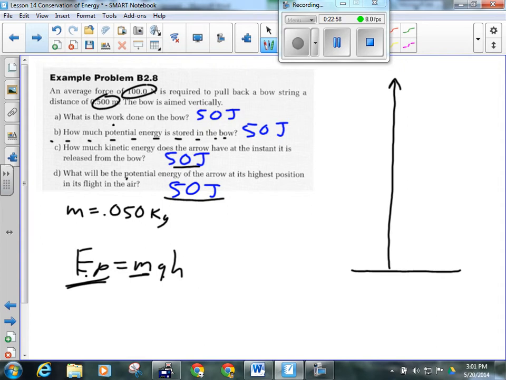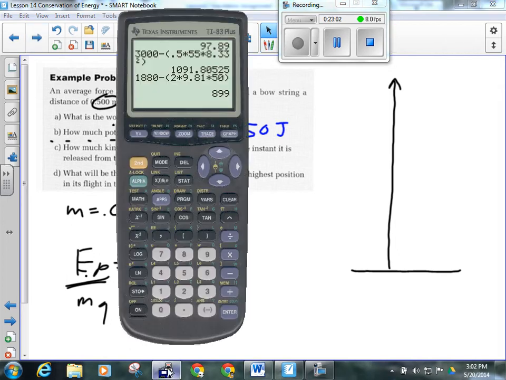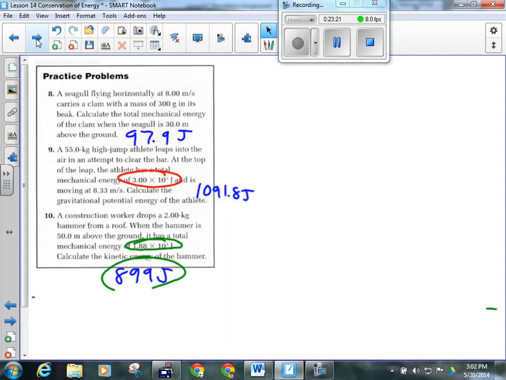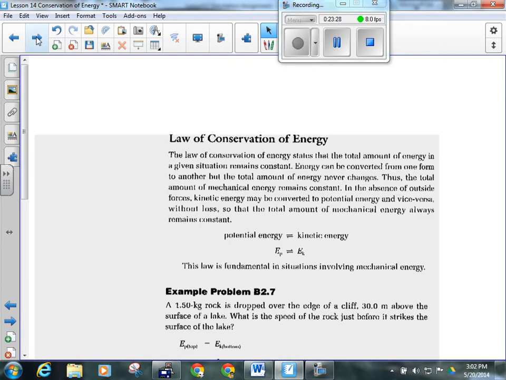Yeah, all I've got to do is divide by mg, and I've got the maximum height of the arrow, which in this case is 101 meters. So the arrow would go 101 meters into the air. Oh, there's what I was looking for. I knew I had the answers on there somewhere.